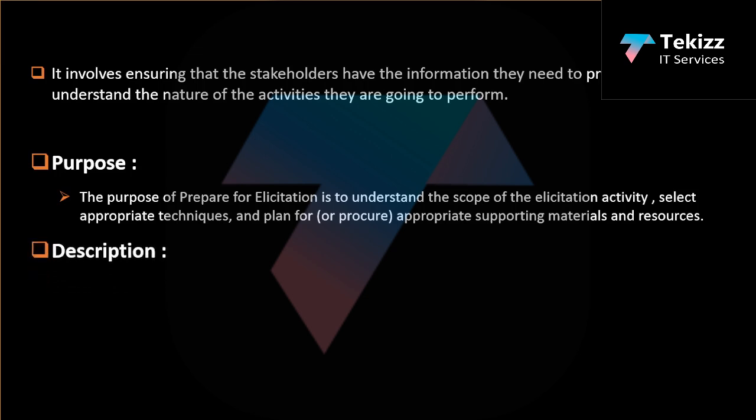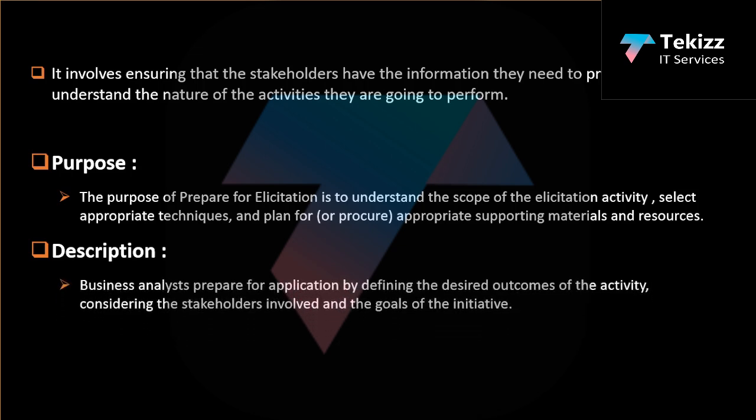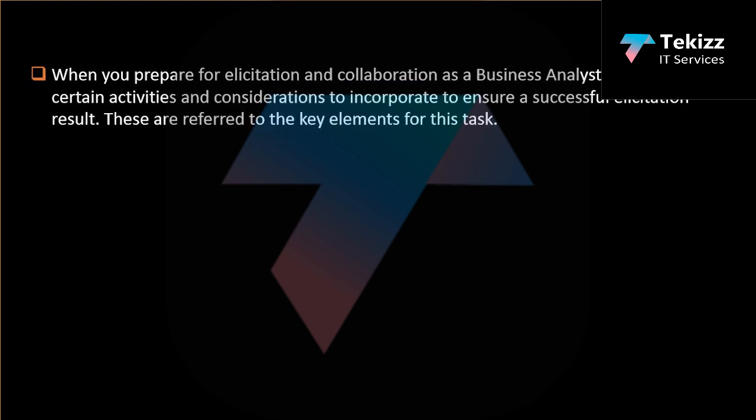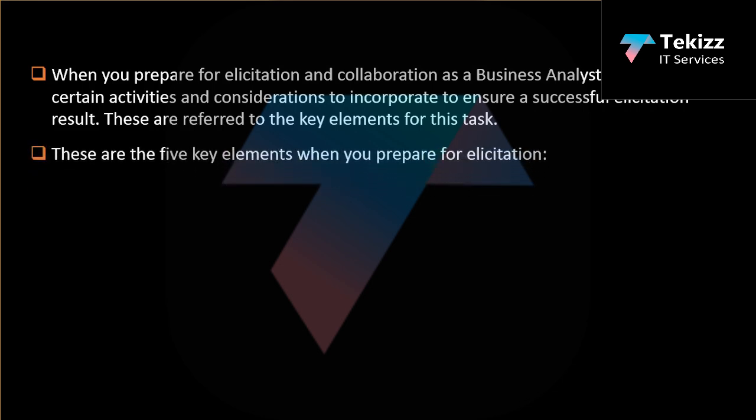Now, if you want to understand the description, then we have the business analyst prepare for elicitation by defining the desired outcome of the activity and considering the stakeholders involved and the goal of the initiative. Now, when you prepare for the elicitation in collaboration as a business analyst, there are certain activities and considerations to incorporate to ensure that a successful elicitation result is there, and these are referred to as key elements for this task. So these are the main five key elements when you prepare for the elicitation.